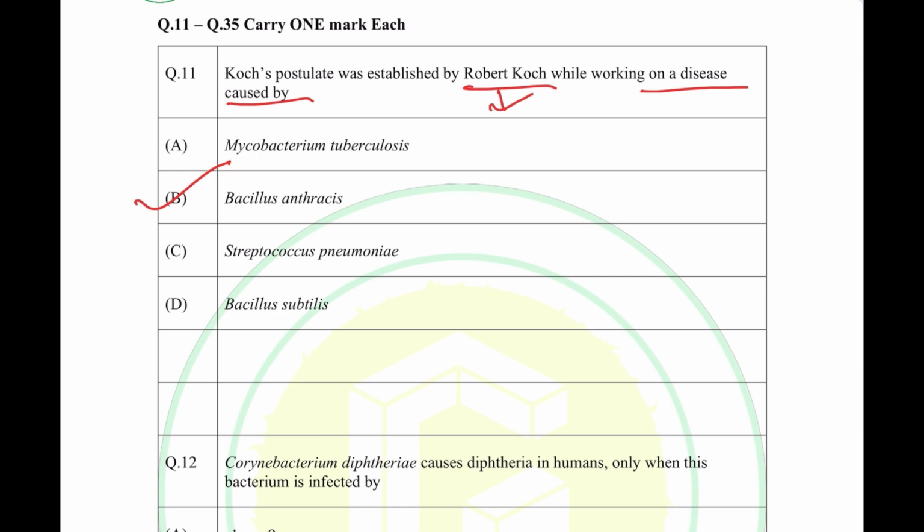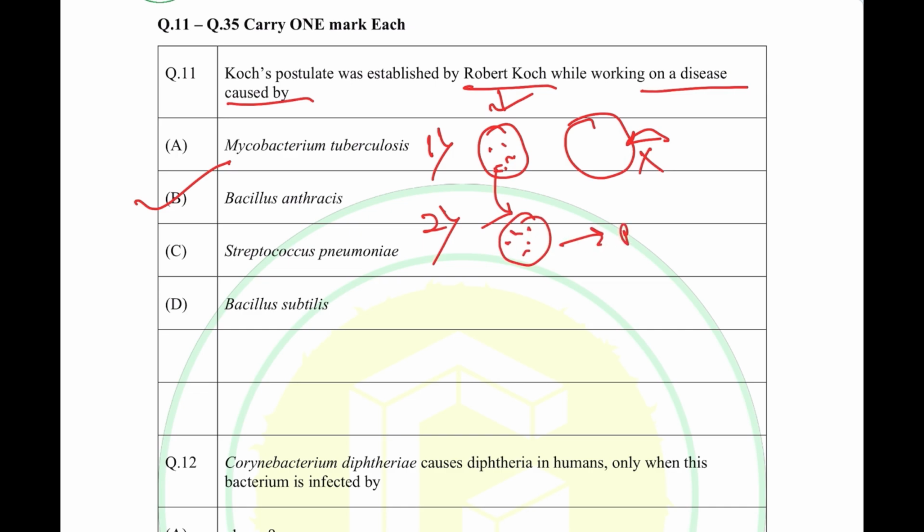If we discuss Koch's postulate, in the first section, he said that the microorganisms must be present in all cases of the disease but absent from healthy organisms. Okay, in a diseased organism, the microorganisms will be present, and in a healthy organism, microorganisms will not be present. In the next section, he said that the microorganisms must be isolated and grown in a pure culture, and from the diseased organisms, the microorganisms must be isolated and grown in a pure culture.